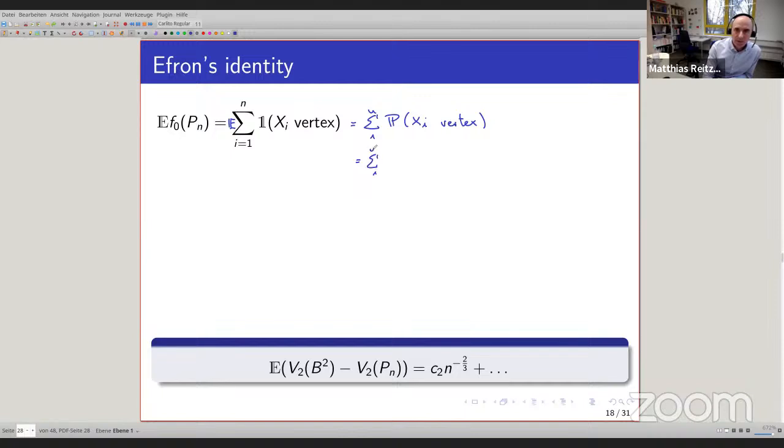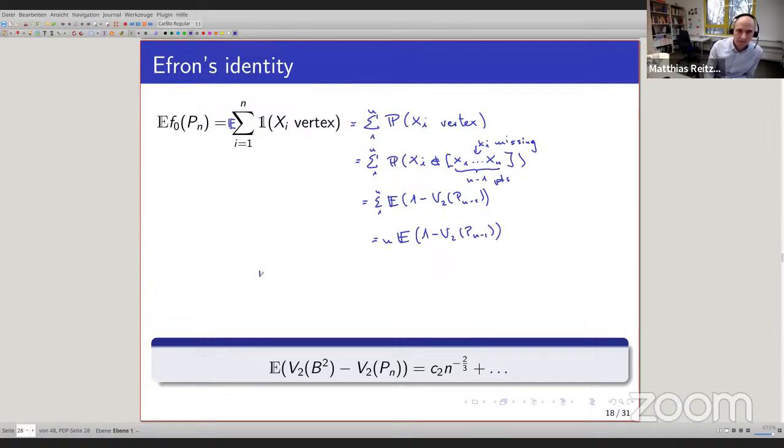And now the thing is, xi is a vertex if xi is not contained in the convex hull of x1 up to xn, where xi is missing. So in the convex hull of the other points. So here you have the convex hull of n-1 points. And clearly this probability is just the expectation of 1 minus the volume or the area of these n-1 random points, because we take randomness with respect to Lebesgue measure. And this is clearly n times the same. So we get n times the expectation of 1 minus the volume of Pn-1.